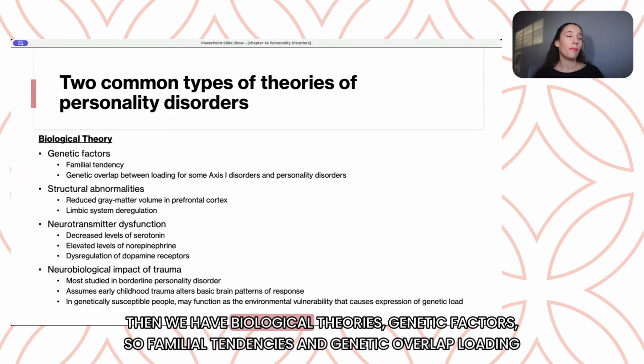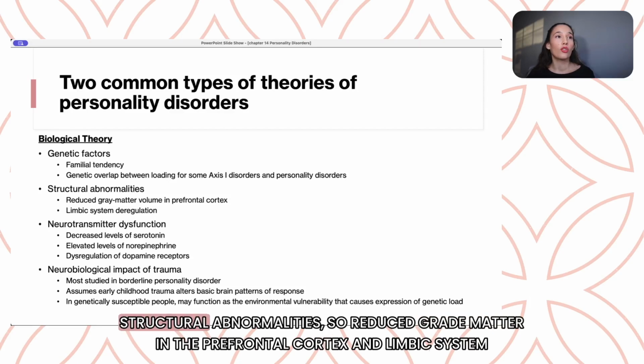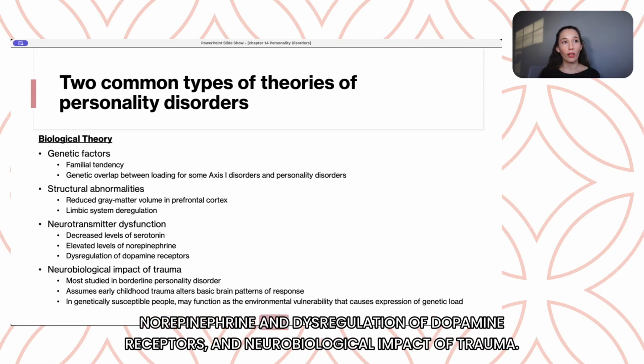Then we have biological theories. Genetic factors, so familial tendencies and genetic overlap loading for some axis 1 disorders and personality disorders. Structural abnormalities, so reduced gray matter in the prefrontal cortex and limbic system dysregulation. Neurotransmitter dysfunction, so decreased serotonin, elevated levels of norepinephrine, and dysregulation of dopamine receptors, and neurobiological impact of trauma.